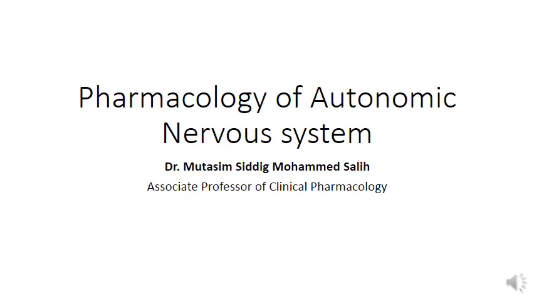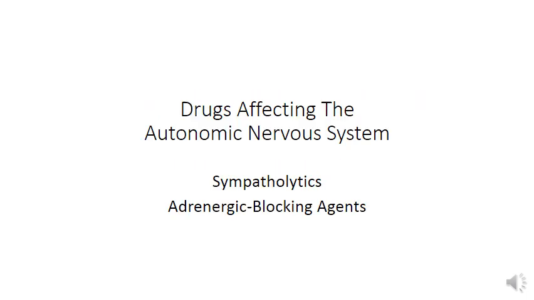Today we are going to start sympathetic drugs. As you mentioned last lecture, sympathetic drugs are classified into sympathetic agonists or stimulants or sympathomimetics, and sympatholytics. Today we are going to deliver sympatholytics, or sympathetic inhibitors, or antagonists of the sympathetic nervous system. We call them blockers, blockers of the sympathetic nervous system.